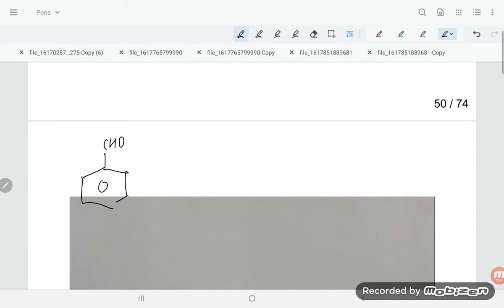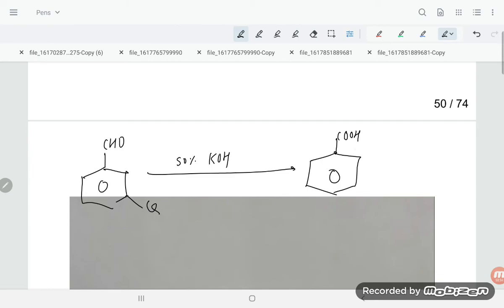This is CHO and here is Cl, right? And you are taking 50% KOH, right? So dear students, if you are taking 50% KOH, one compound is the acid COOH and here will be Cl, and another compound, because you are taking 2 mole, will be the alcohol CH2OH, and in the same place it will be Cl. So this will be our required product.